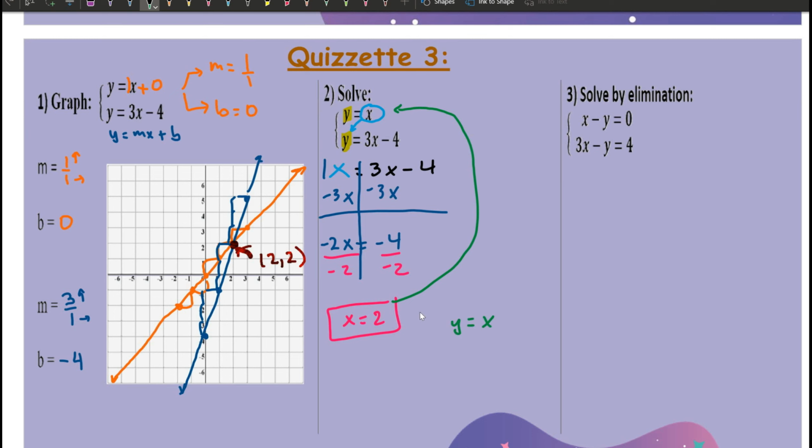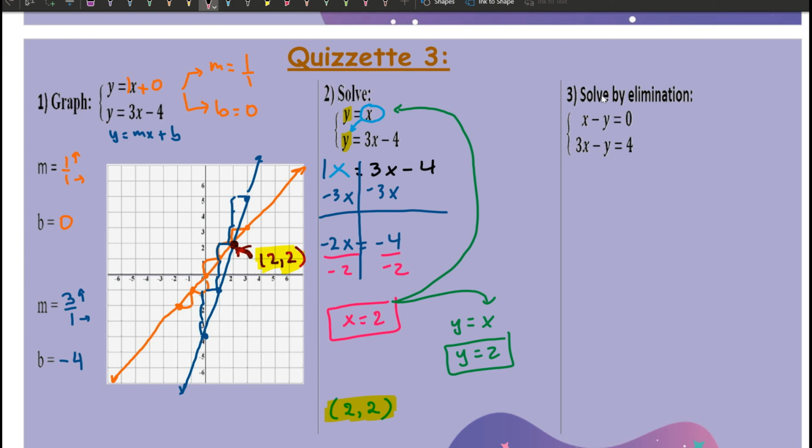Okay, y equal to x. In this case, x is 2, which means y is also 2. Your coordinate point will be 2, 2. Okay, and you see that this answer matches this answer because the problem is the same problem. Number 1 and 2 should have the same answer.